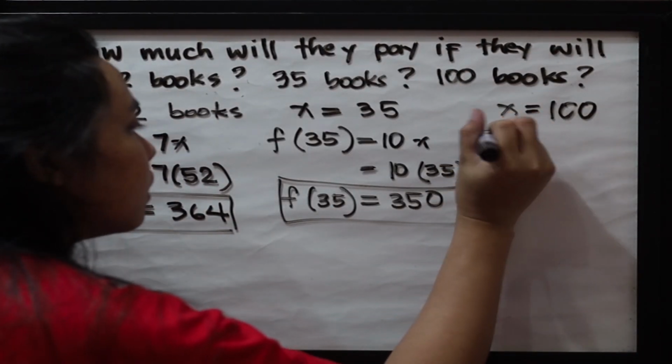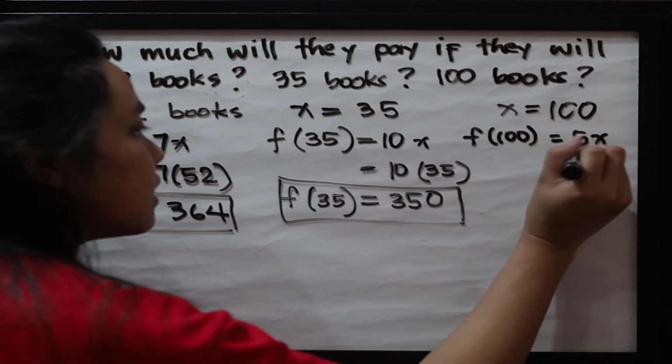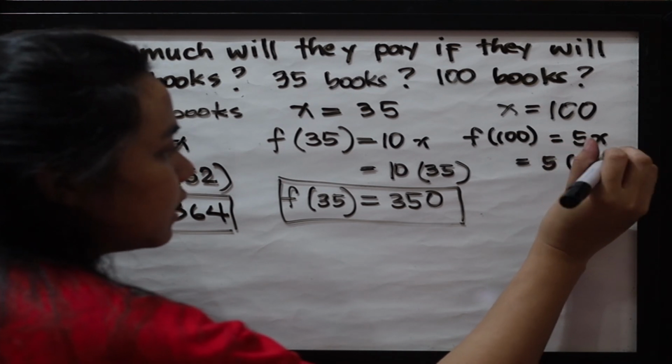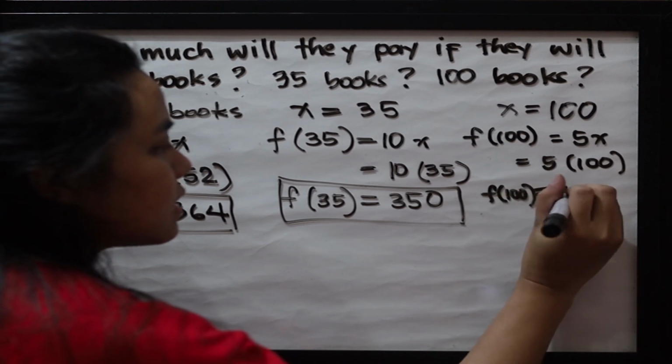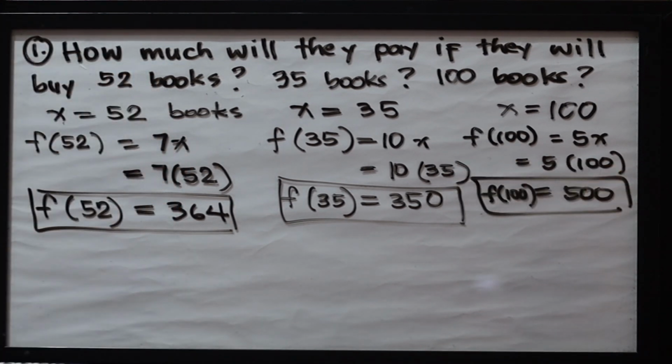So, f of 100 is equal to 5x. Substituting, we have 5 times 100. The answer is f of 100 is 500. That's it.